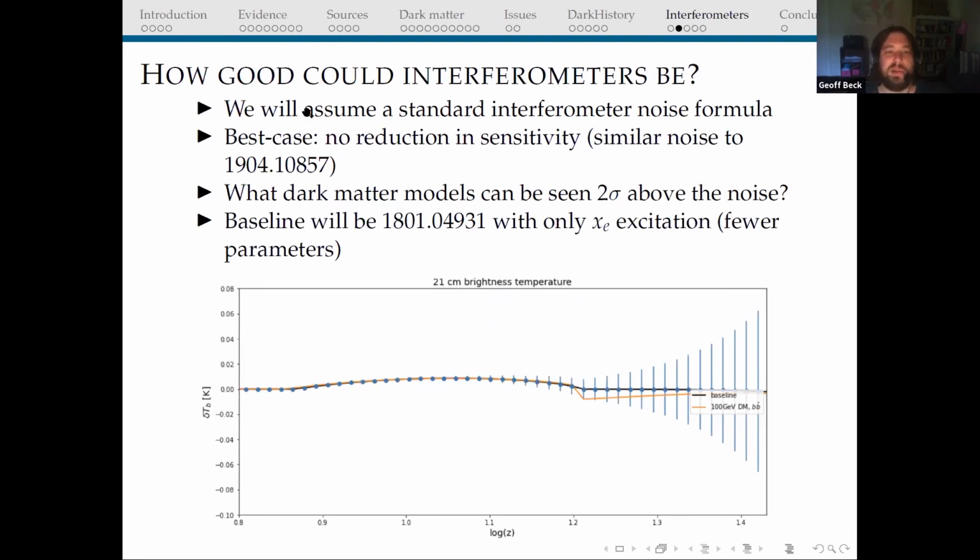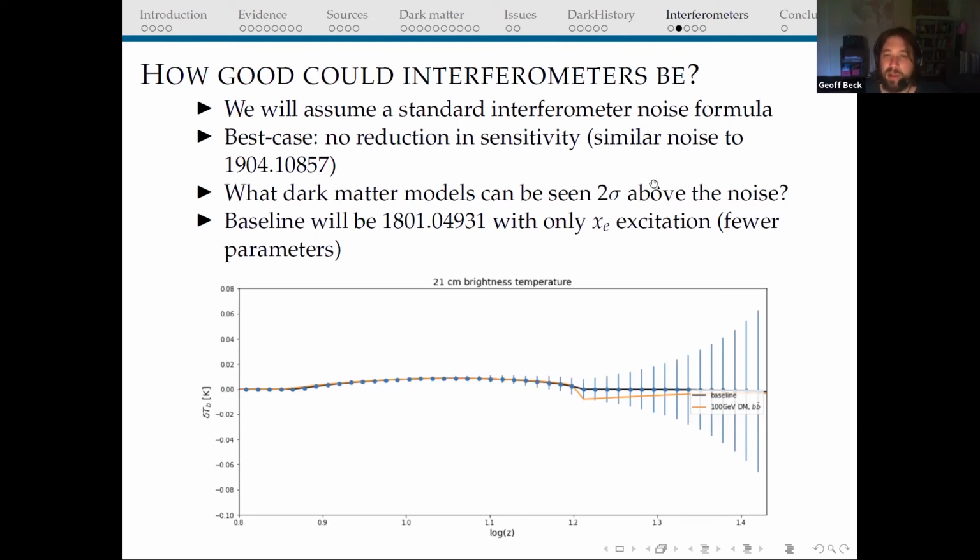I'm running out of time, so let me just finish off. All we wanted to talk about then is how good could an interferometer actually be at this. So we assume a standard noise formula from the radiometer equation. We assume no reduction in sensitivity. That obviously might be a bit dubious, but we're not sure how much this will actually affect it. So we're going to go with the best case for now.